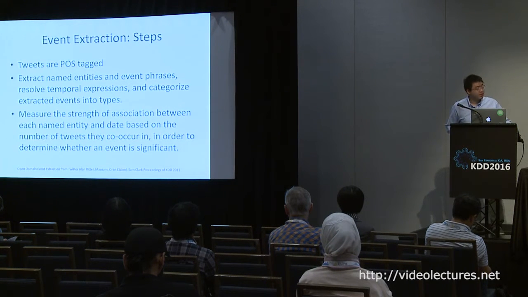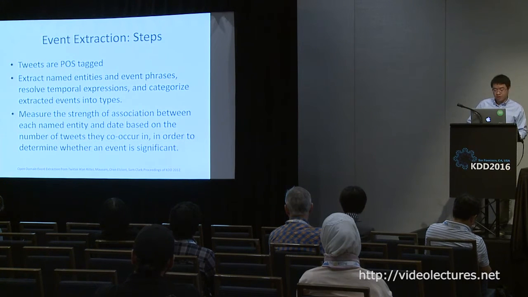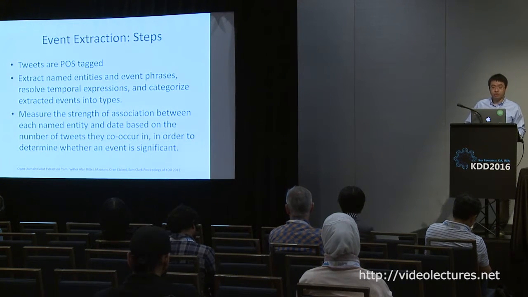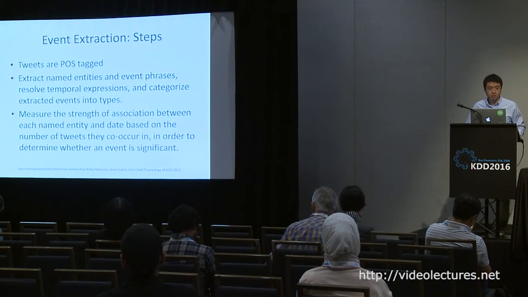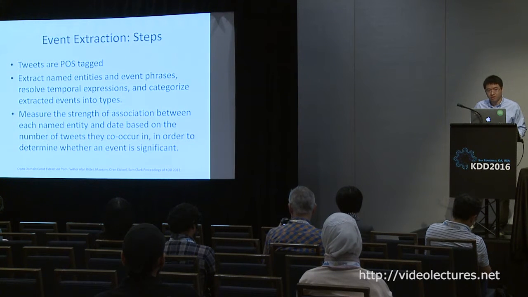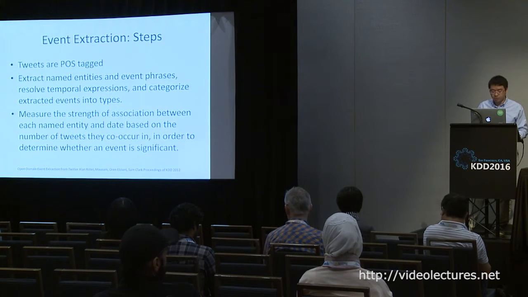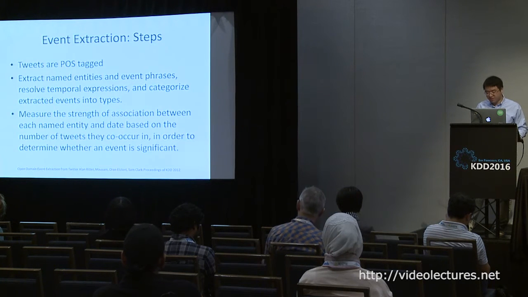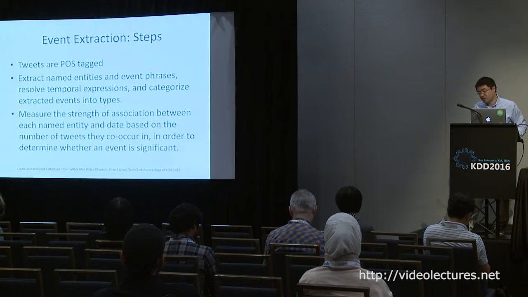So in order to do the event extractions, there are several standard steps. The first step is to do the POS tagging, the part of speech tagging of the events. The second step is to extract the named entities and the event phrases, and also to resolve the temporal expressions and categorize the extracted events into types. And the third and last step is to measure the significance or the strength of the association between the extracted events and the time that they occur in order to determine whether this event is significant or not.